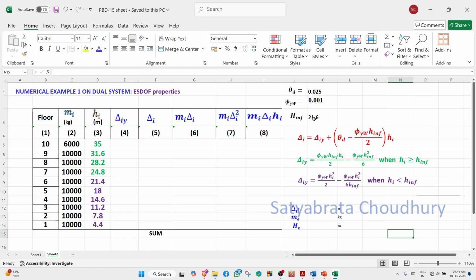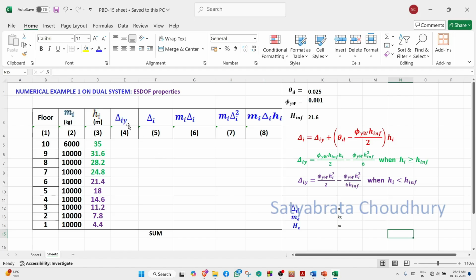I have divided this height series of the floors in two colors. So we know that our inflection height is 21.6 as I have shown in the previous slide. So a range where the height is more than 21.6 and a range where the height of the floors are less than 21.6 meter. So this coloration I have done for the sake of understanding and easy computation.